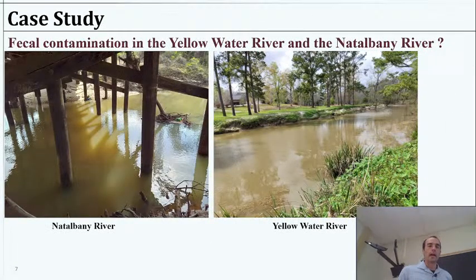Another aspect of this particular study that Eben's working on with me, and this is also a project with Dr. Bivens and his graduate student, is really tracking, on the bacteria or pathogen side of this, how much of these organisms are being transported to local riverways. So the Natalbany and the Yellow Water River are both study sites there.